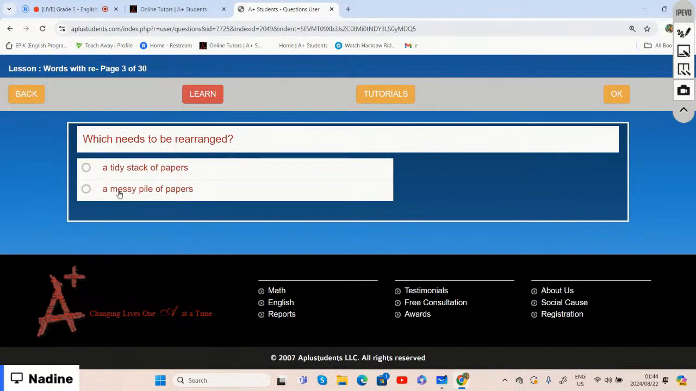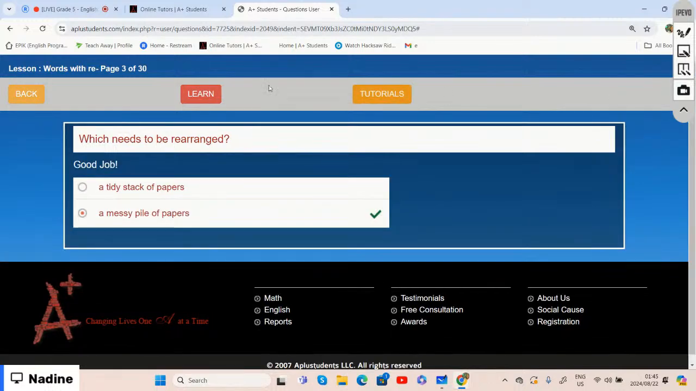Which needs to be rearranged? Is it a tidy stack of papers or a messy pile of papers? A tidy stack of papers or a messy pile of papers that needs to be rearranged. All right, and what needs to be rearranged? We would rearrange a messy pile of papers.